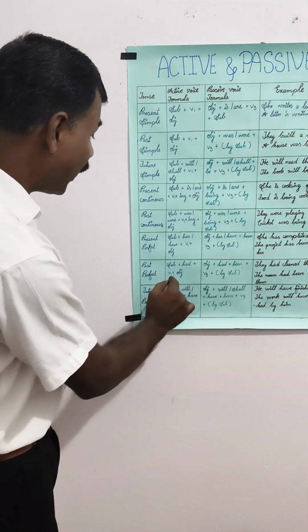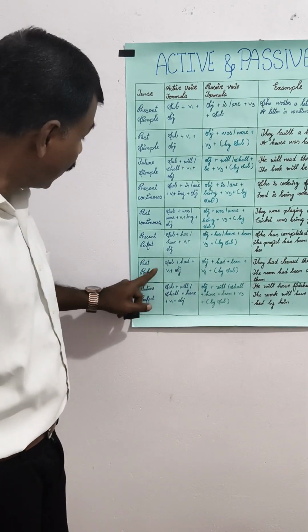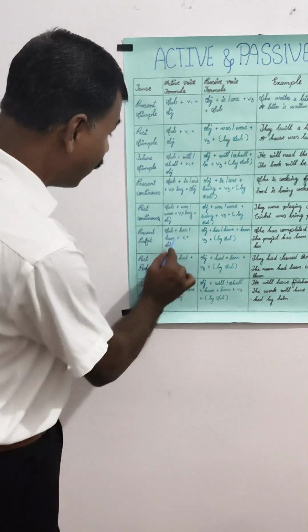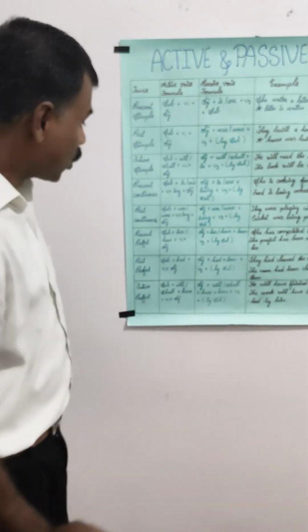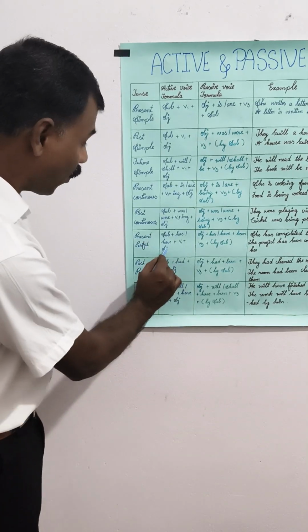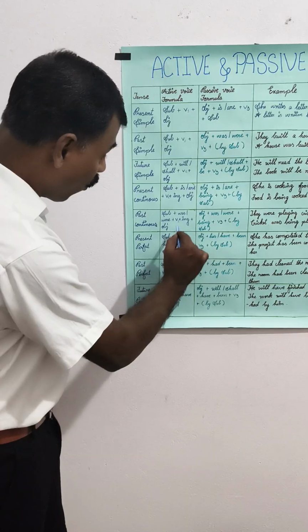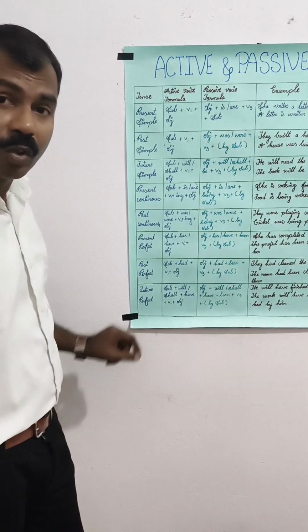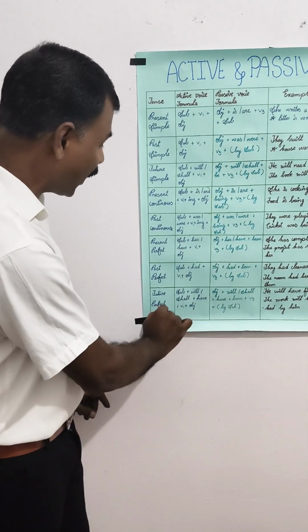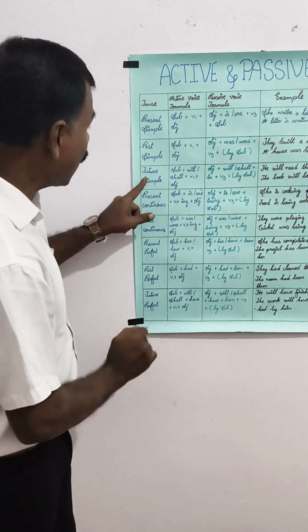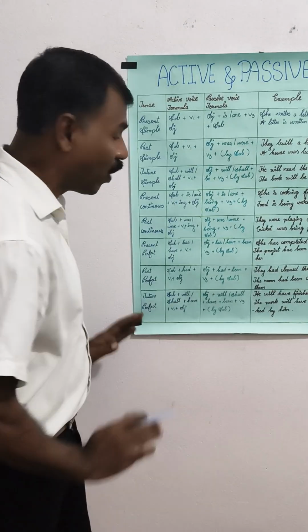And next one is perfect. So whether it is present perfect or past perfect, we will use V3 only. So very easily you can understand: present perfect, past perfect or future perfect, we will use V3. If it is a perfect tense, we will use V3. If it is a continuous tense, we will use V1.